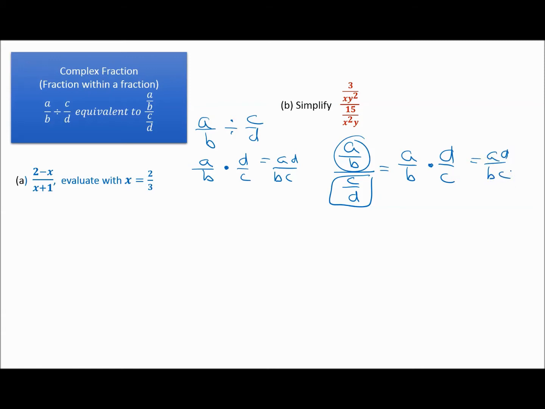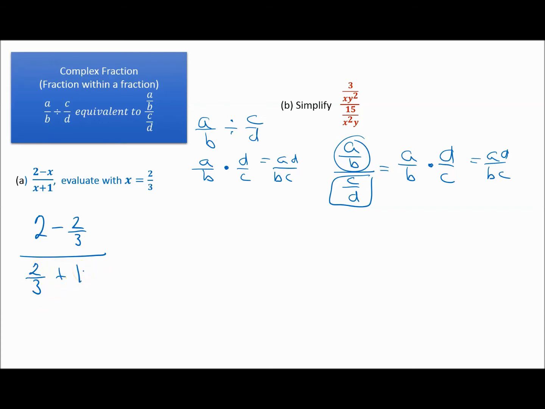So if we need to, first of all, evaluate this 2 minus x over x plus 1 rational expression with x equals 2/3, I'm going to substitute. So it's going to be 2 minus 2/3 divided by 2/3 plus 1. Now to simplify this expression, I need to get the numerator down to one number. I need to subtract 2/3 from 2. I need to get the denominator to a single value. I'm going to add 2/3 plus 1.